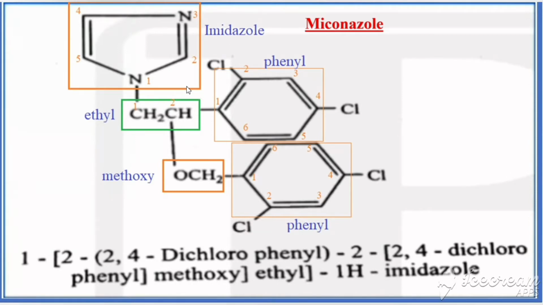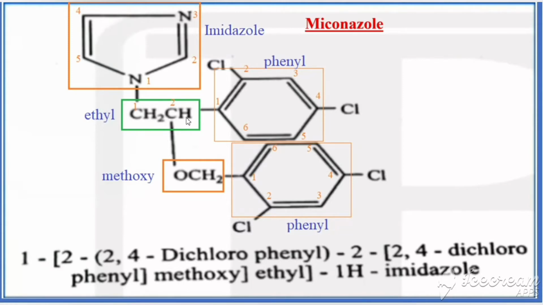Dear students, now we are going to see the synthesis of meconazole and tolnaftate. Already we have seen meconazole and tolnaftate structure in last class. So what is the structure for meconazole? Meconazole is having imidazole nucleus. The first nitrogen of imidazole is connected with ethyl.